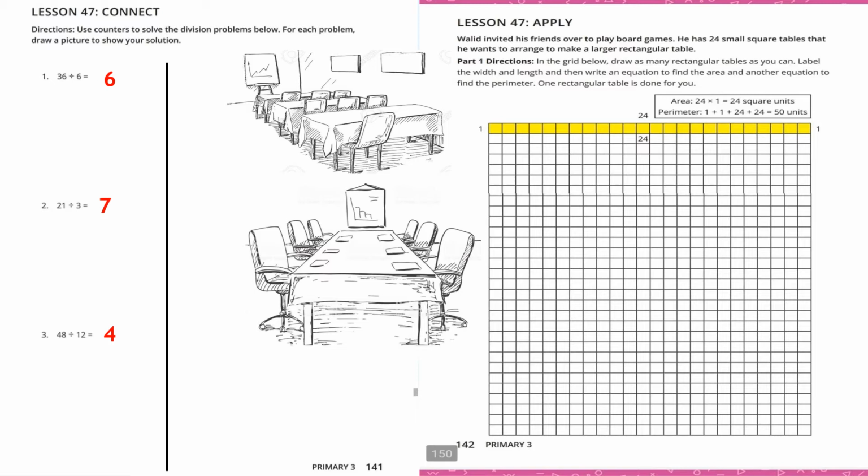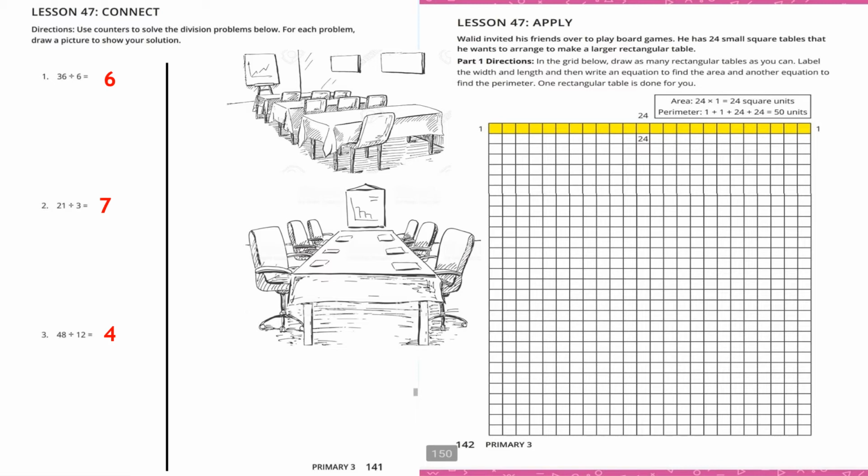And we know that it's a rectangular table. It's like a rectangle. So the area of a rectangle equals length times width. So we wanted to know what times what will give me 24. If we have the area 24, we want to know the length and width to draw the rectangles. So what times what will give me 24?